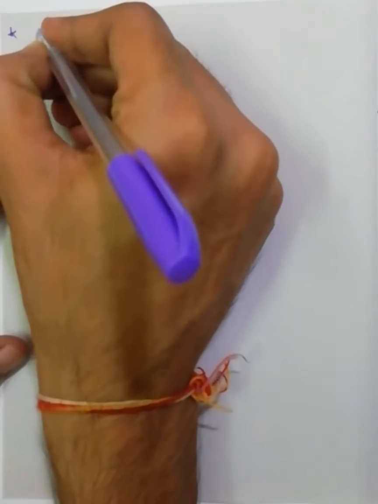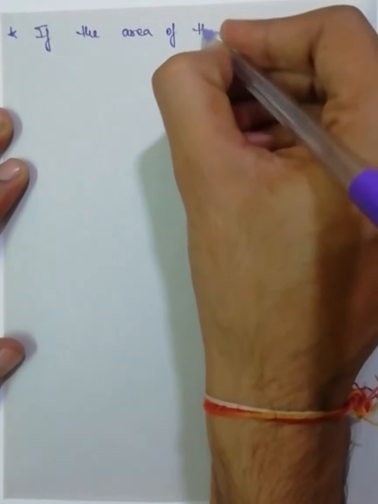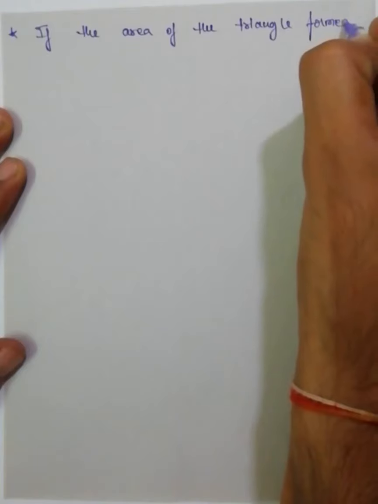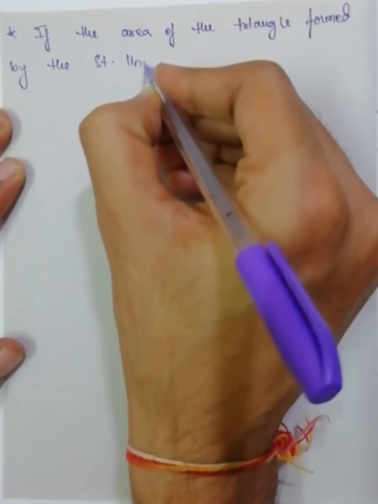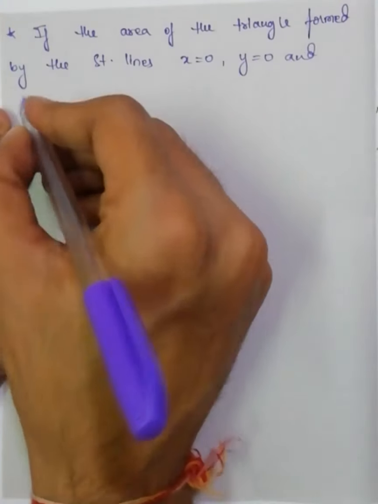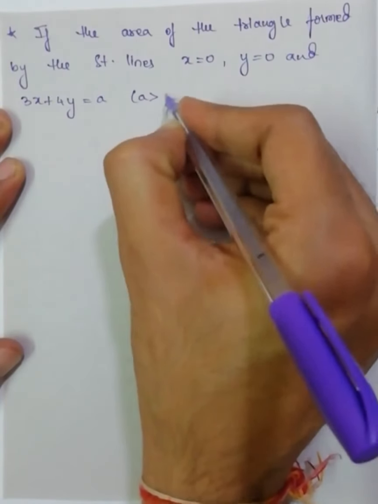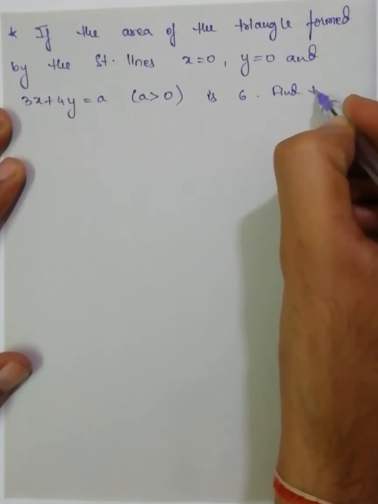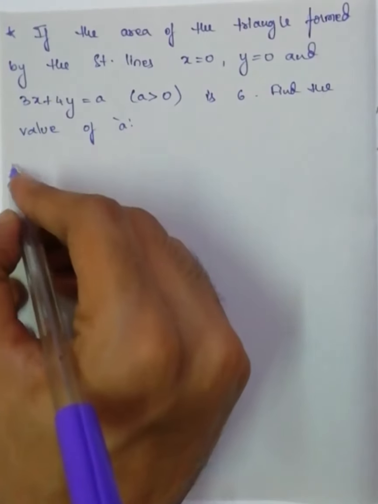Next problem. If the area of the triangle formed by the straight lines x is equal to 0, y is equal to 0, and 3x plus 4y is equal to a, where a is positive, is 6. Find the value of small a. Solution.